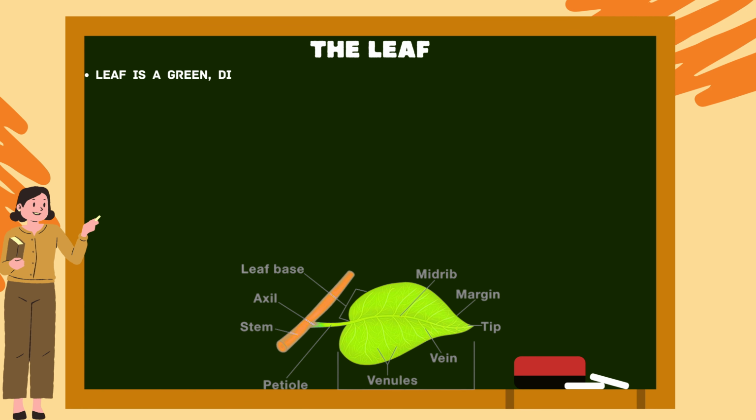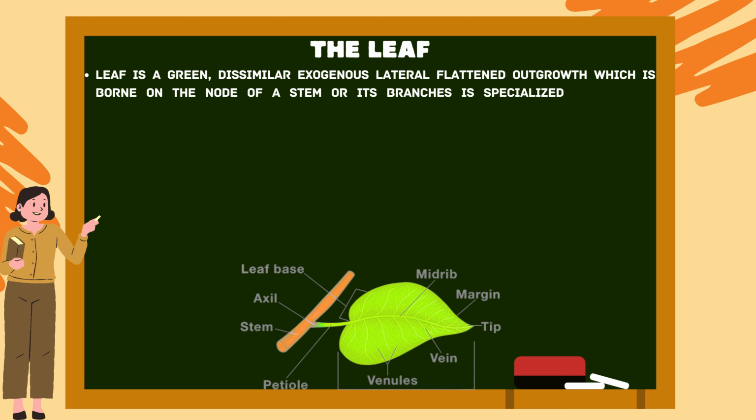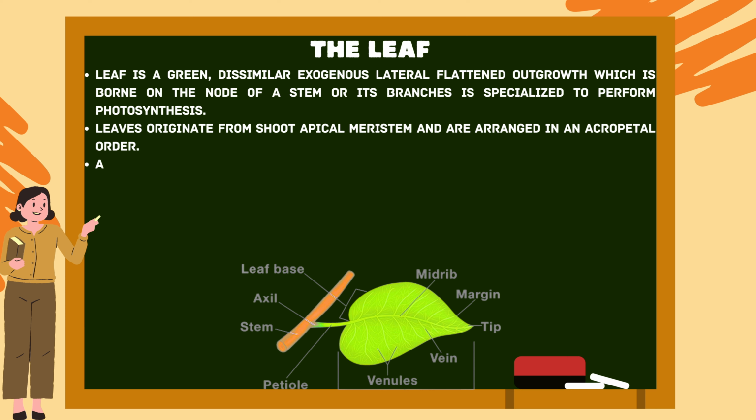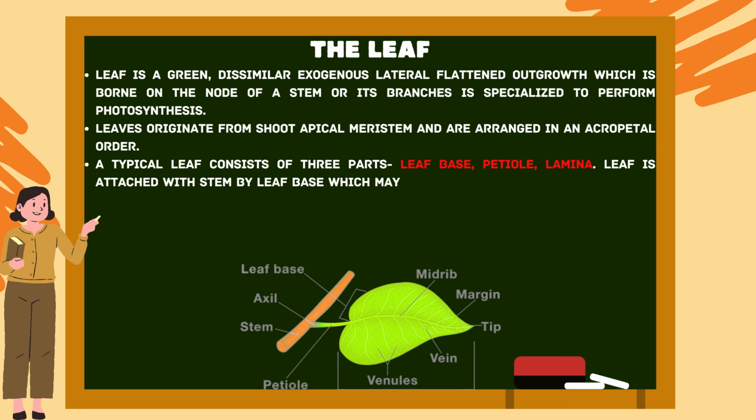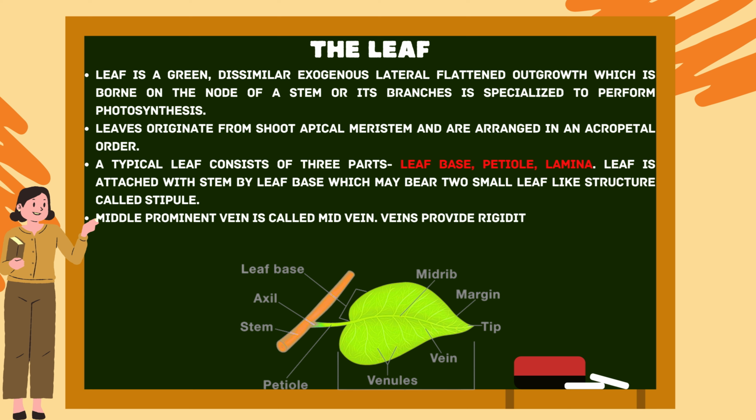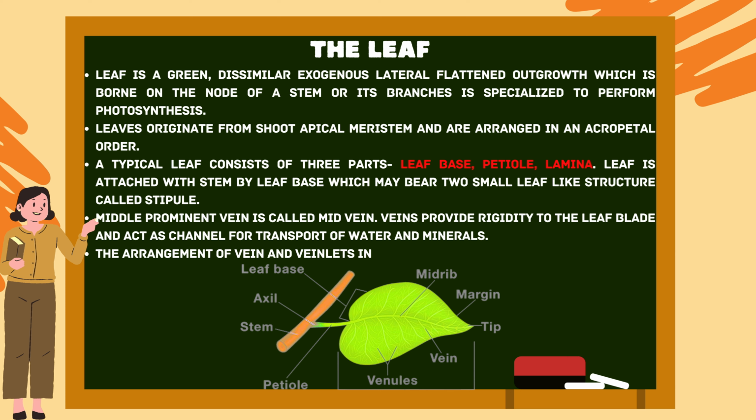The next topic is the leaf. A leaf is a green, dorsiventral, exogenous lateral flattened outgrowth which is borne on a node of a stem or its branches and is specialized to perform photosynthesis. Leaves originate from the shoot apical meristem and are arranged in an acropetal order. A typical leaf consists of three parts: leaf base, petiole and lamina. The leaf is attached to the stem by the leaf base, which may bear two small leaf-like structures called stipules. The middle prominent vein is called the midvein. Veins provide rigidity to the leaf blade and act as channels for transport of water and minerals. The arrangement of veins and veinlets in the lamina is called venation.